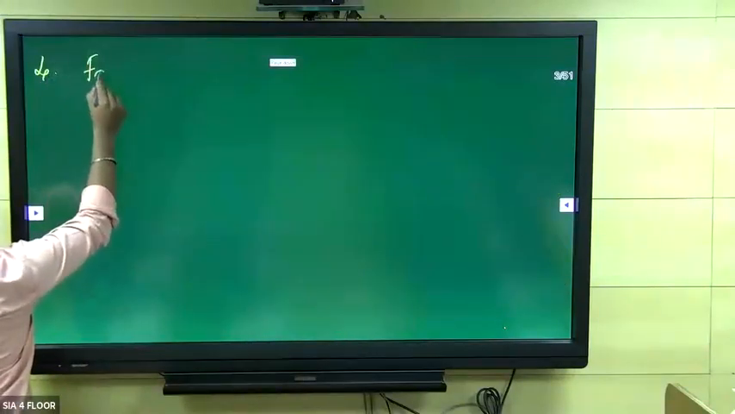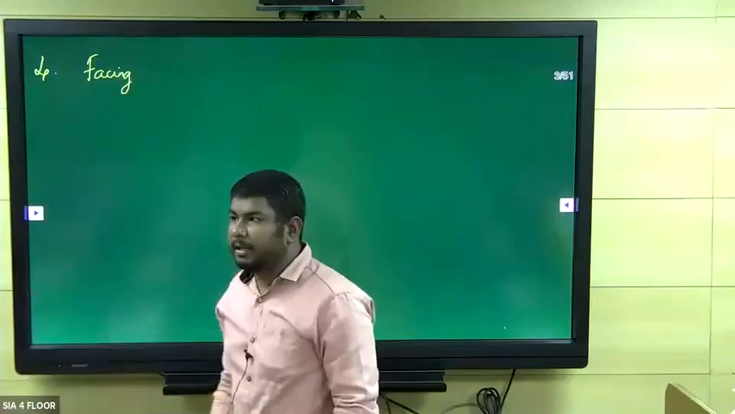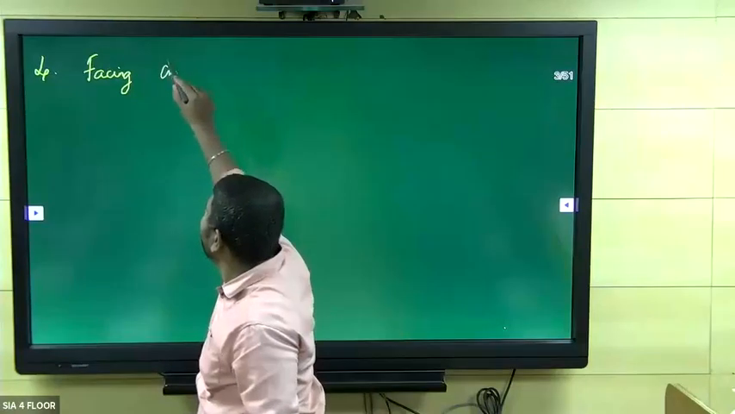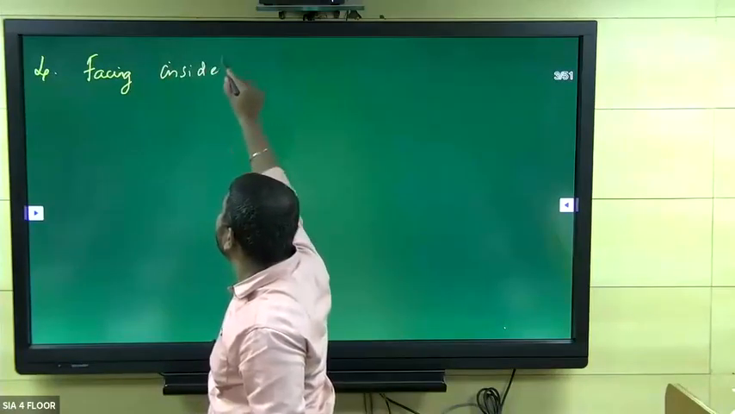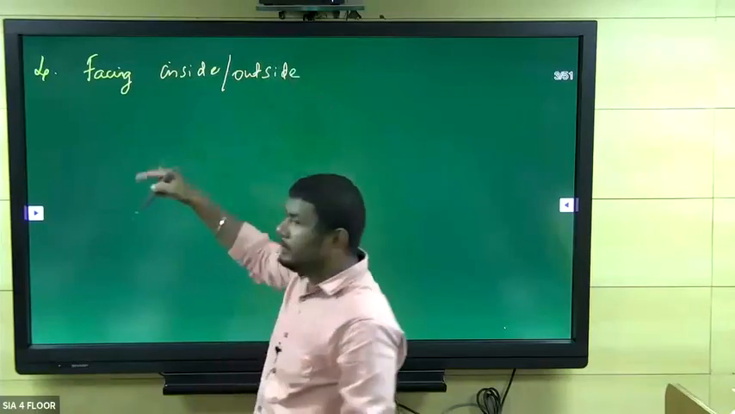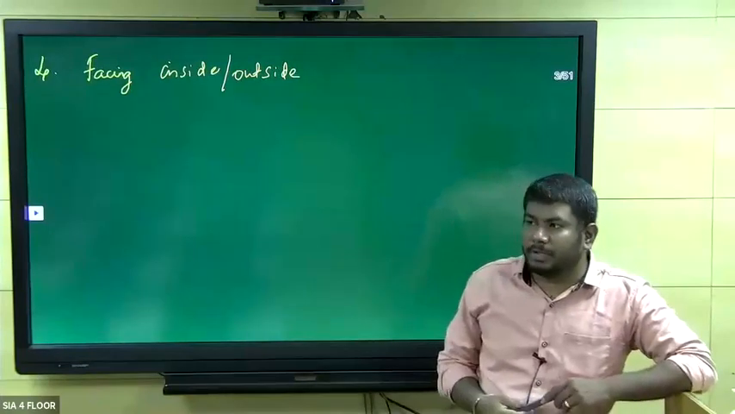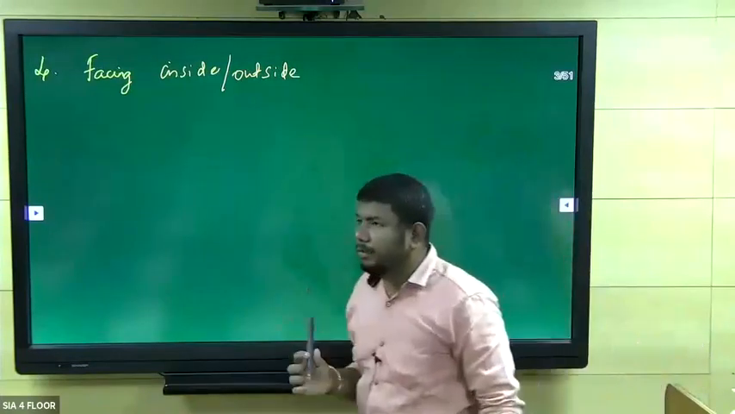Fourth one, we should check whether the given arrangement is facing inside or outside. Clear? So we should check whether the given persons are facing inside or outside. This is the fourth one.